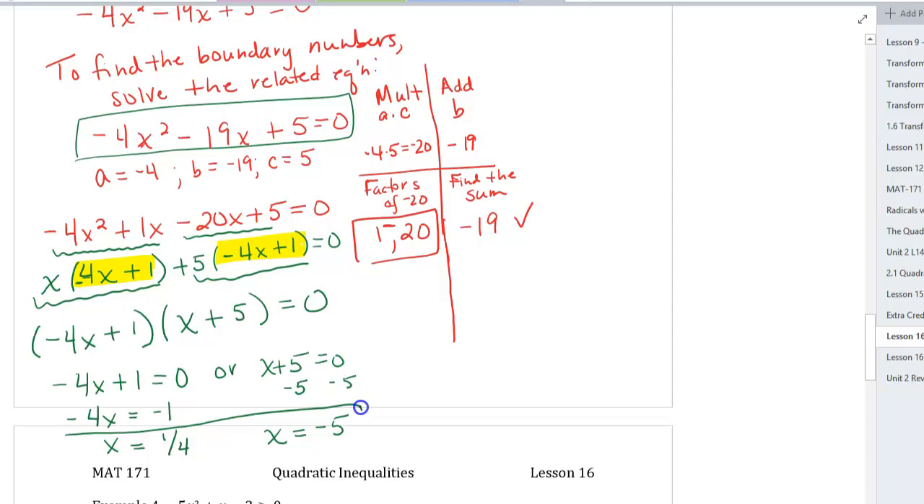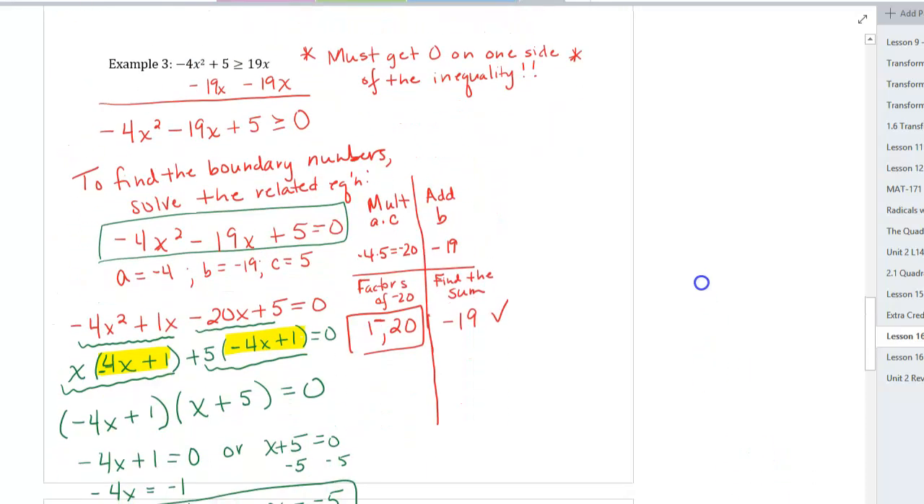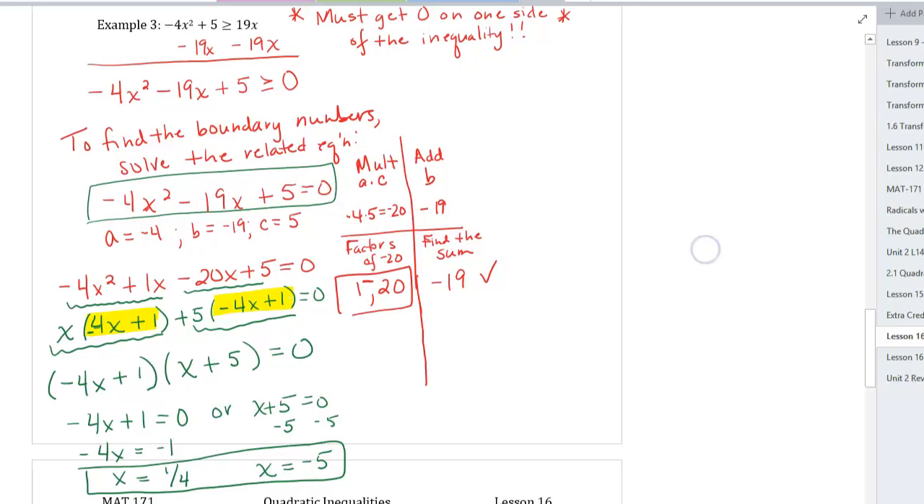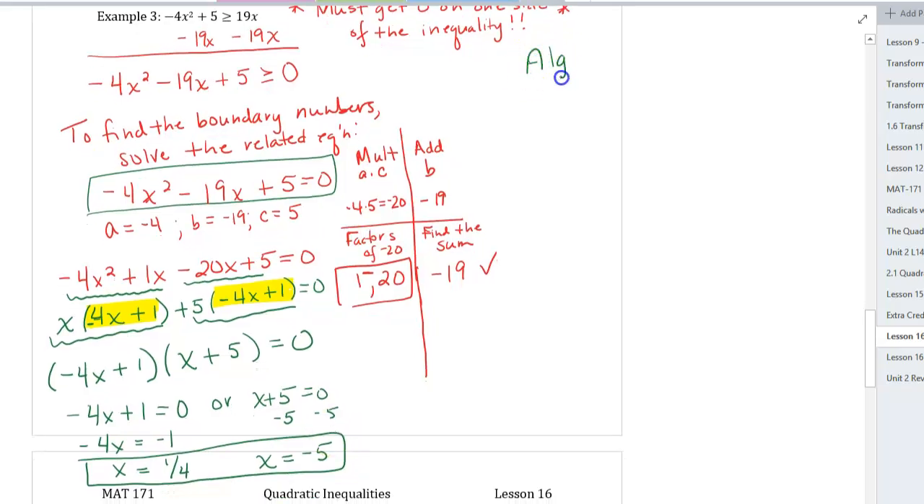So these will be our boundary numbers for the intervals of our solution. So now we have two methods to figure out whether our solution is going to be in between these two numbers or on either side of those two numbers. The algebraic method involves testing the intervals.